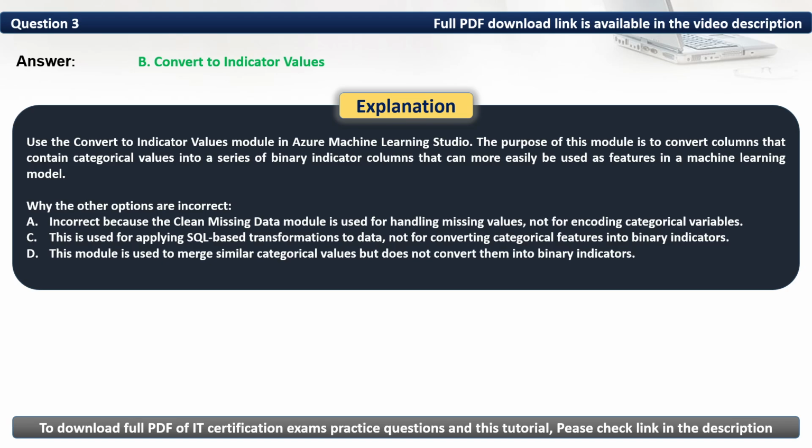Use the Convert to Indicator Values module in Azure Machine Learning Studio. The purpose of this module is to convert columns that contain categorical values into a series of binary indicator columns that can more easily be used as features in a machine learning model.